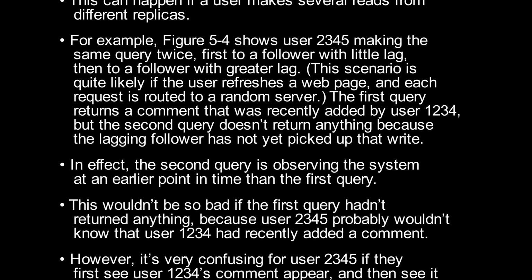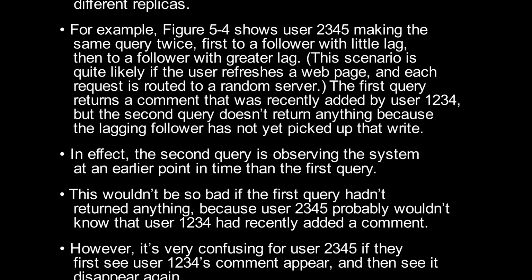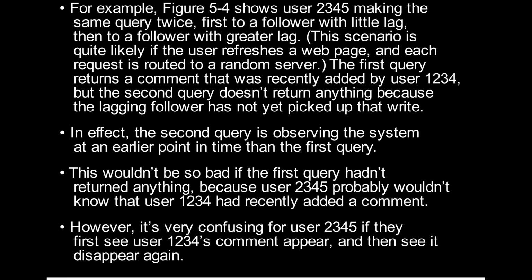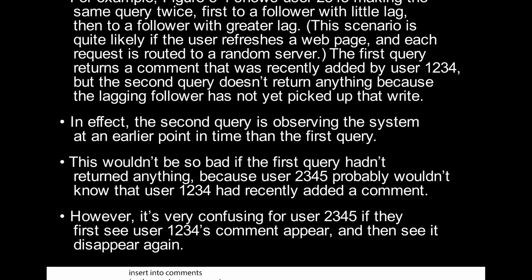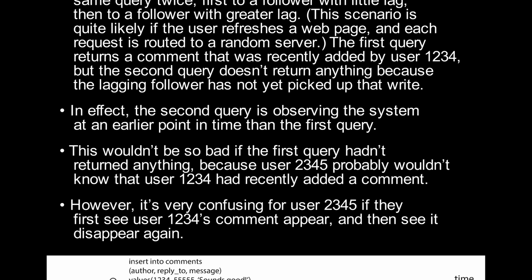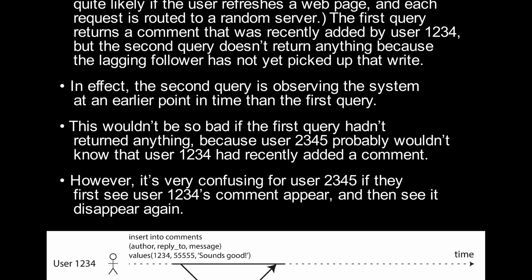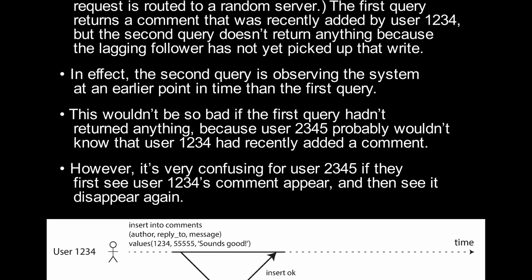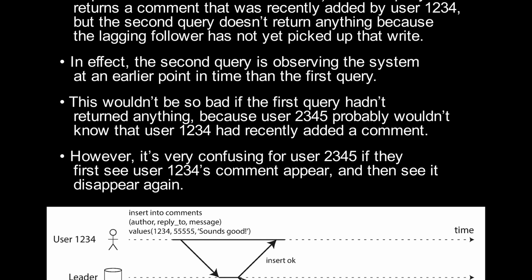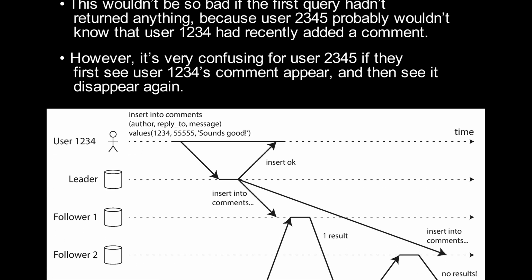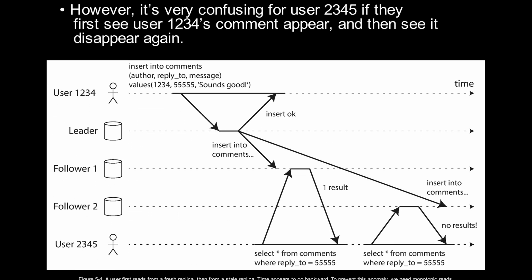This wouldn't be so bad if the first query hadn't returned anything, because user 2345 probably wouldn't know that user 1234 had recently added a comment. However, it's very confusing for user 2345 if they first see user 1234's comment appear, and then see it disappear again. Figure 5-4. A user first reads from a fresh replica, then from a stale replica. Time appears to go backward.